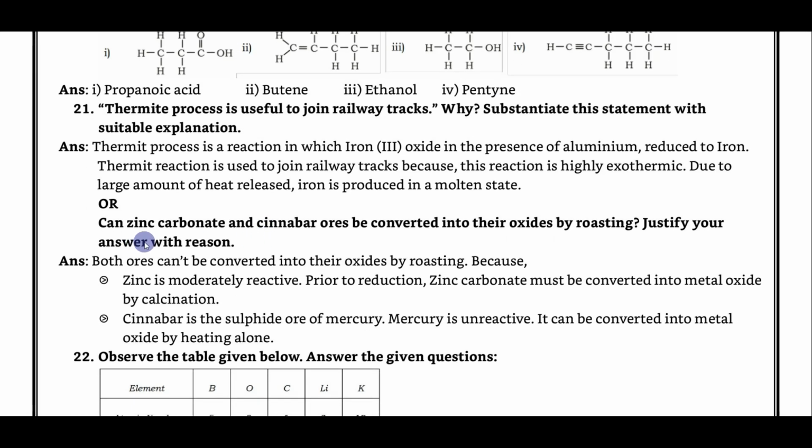Can zinc carbonate and cinnabar ores be converted into their oxide by roasting? Justify. Both ores cannot be converted into their oxide by roasting because zinc is moderately reactive. Prior to reduction, zinc carbonate must be converted into metal oxide by calcination. Next, cinnabar is a sulfide ore of mercury. Mercury is unreactive. It can be converted into metal oxide by heating alone.